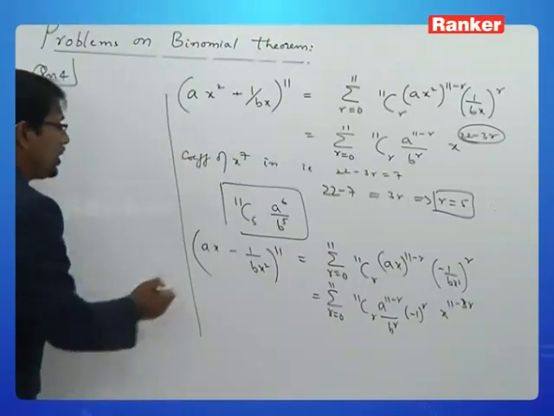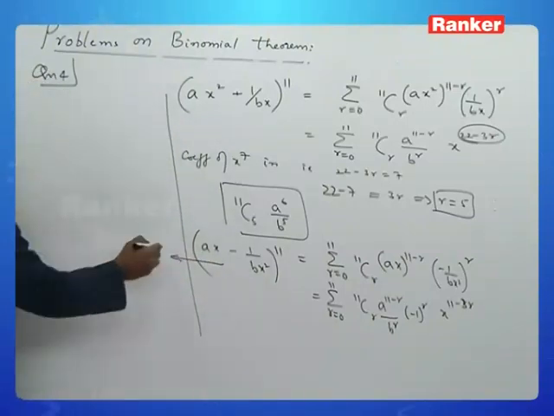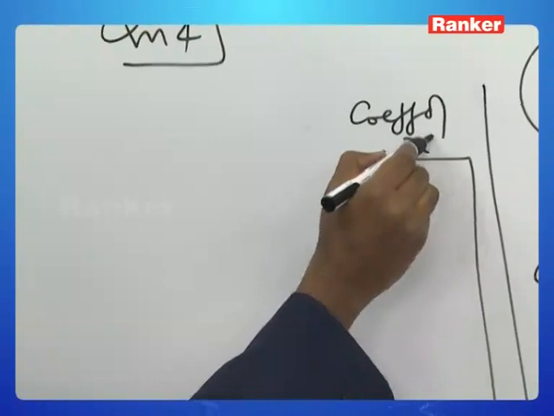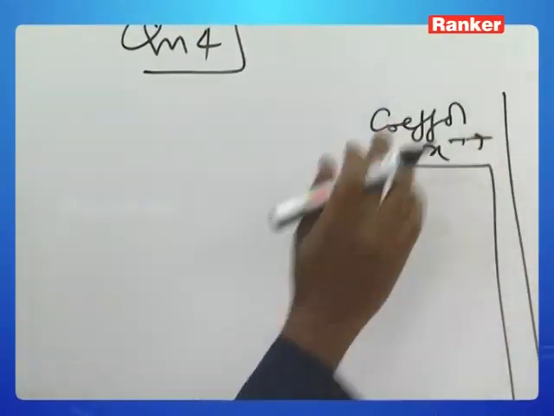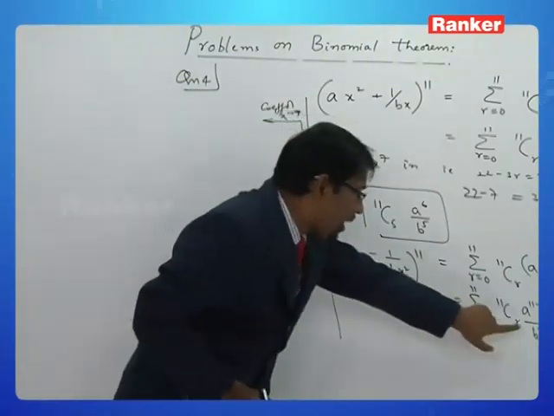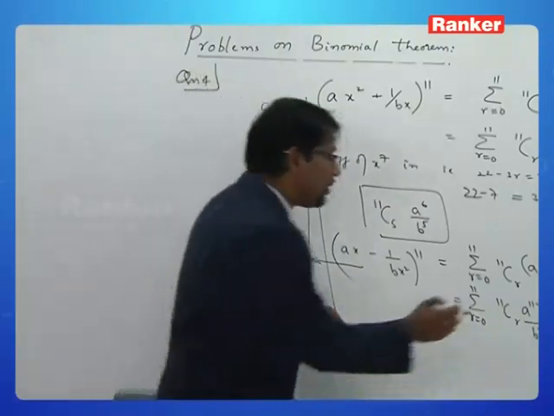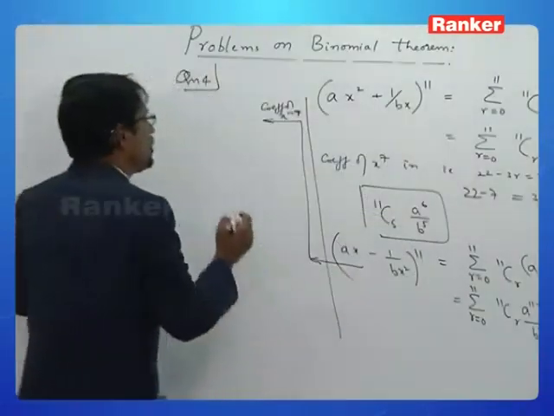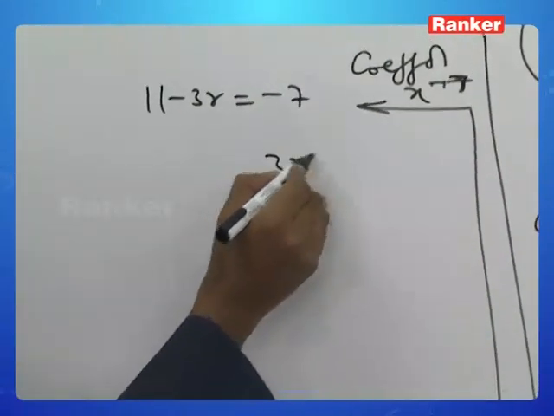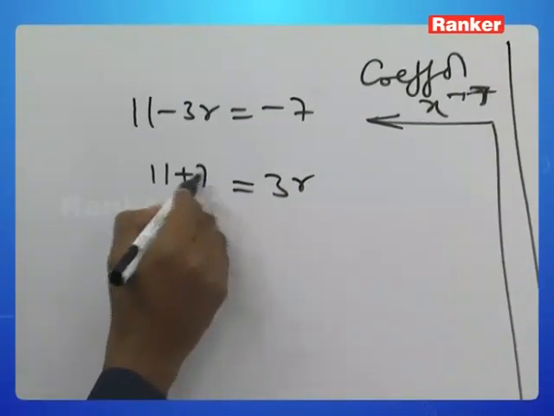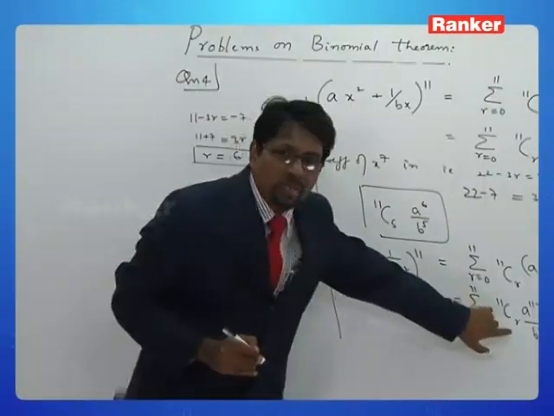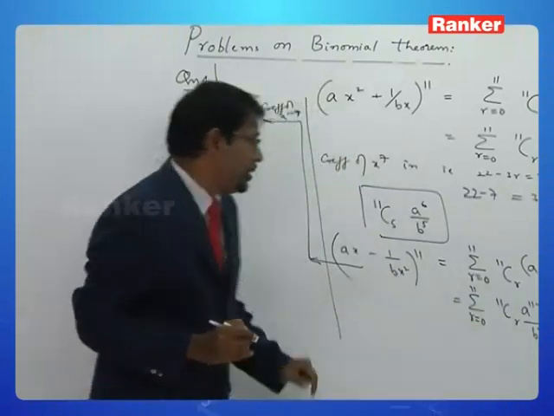What are we interested in? In this expansion we are interested in the coefficient of x^(minus 7). So we need 11 minus 3r to be equal to minus 7. That makes 3r to be 11 plus 7, which makes r equal to 6. So I need to substitute r equals 6 here and then find the coefficient.